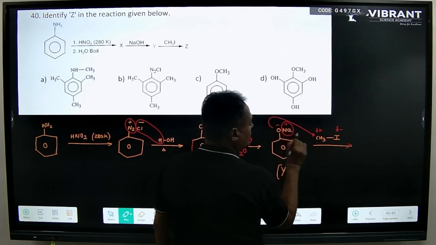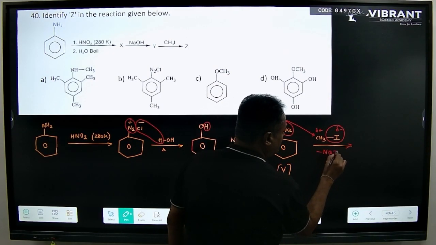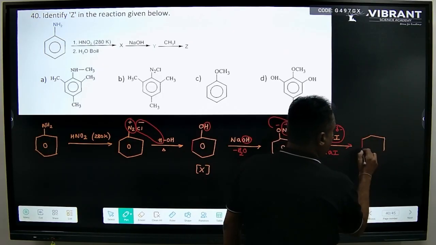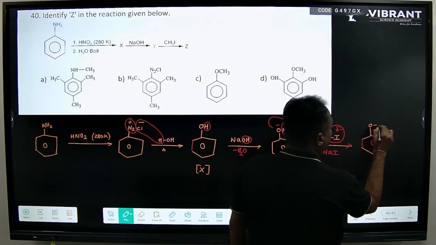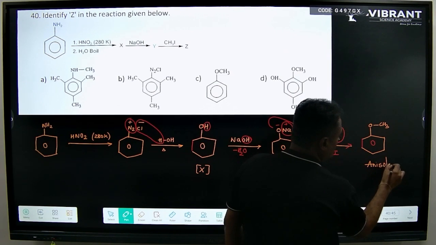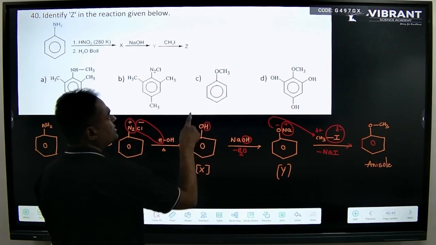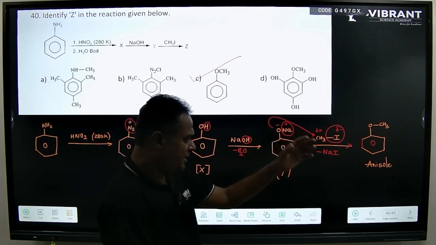Yes, so here your NaI will get lost, and the product formed is benzene attached to O and attached to CH3. Can I call this molecule anisole or methoxybenzene, and as per the option key, your correct answer has to be C. I hope this is clear, child. Yeah, let us take the next question.